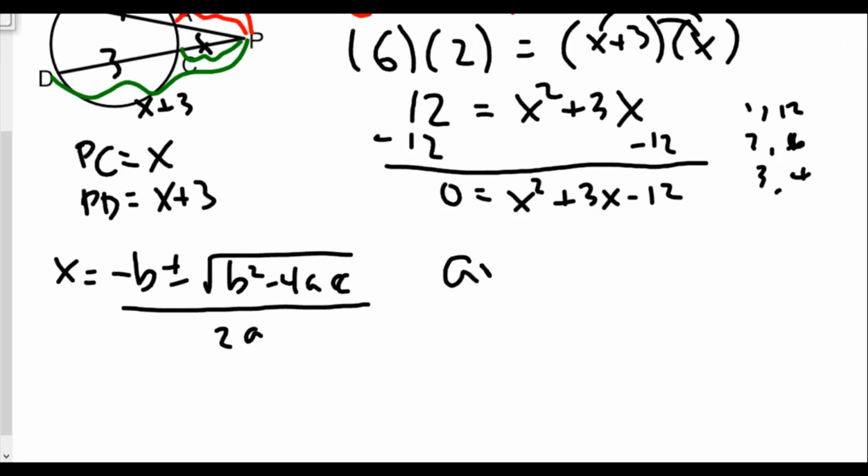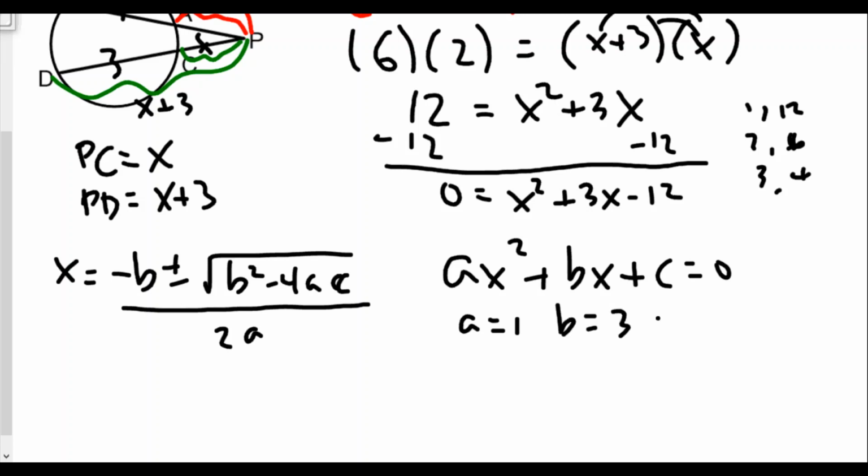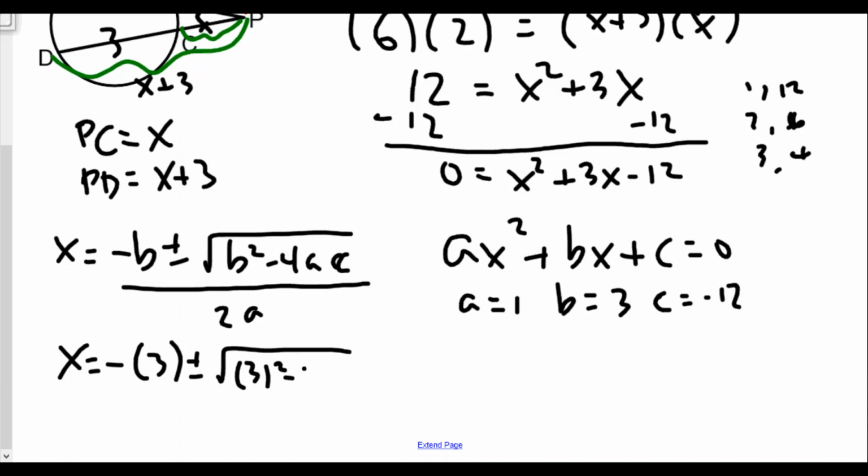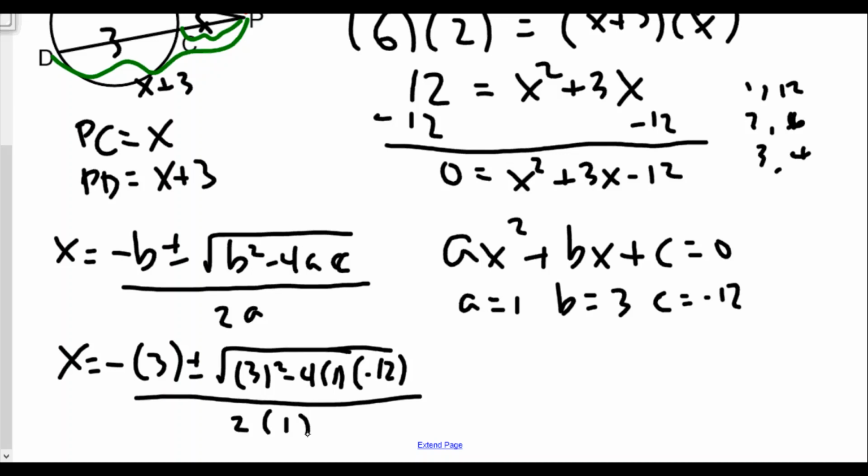Now, what are a, b, and c? Well, in our quadratic equation, the coefficients a, b, and c are the coefficients for x squared, the x, a linear term, and a constant. And so here, our a value is equal to 1, our b value is equal to 3, and our c value equals negative 12. So now we're going to plug this into our formula, and so we're going to have x is equal to negative 3 plus or minus the square root of 3 squared minus 4 times 1 times negative 12, all over 2 times 1.